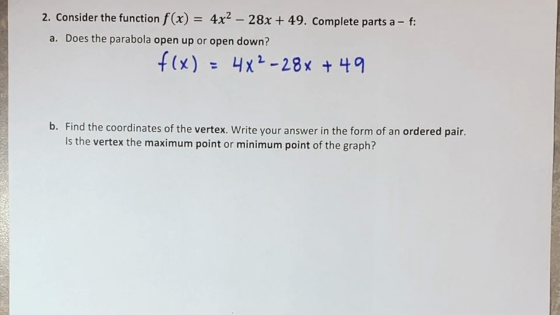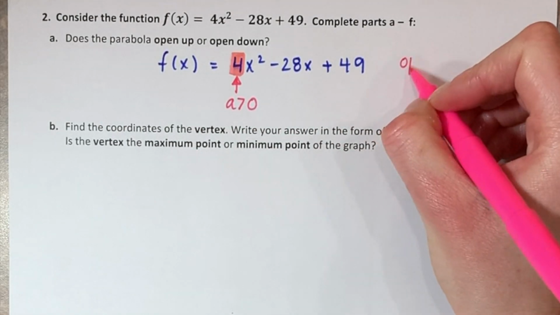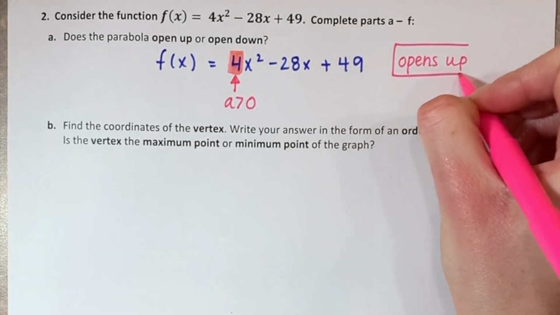To determine if the parabola opens up or down, we look at A, which is the coefficient of your x squared term. If A is positive, your parabola opens up. If A is negative, your parabola opens down. Our A in this case is positive. In other words, A is greater than 0. So we can say that our parabola opens up.